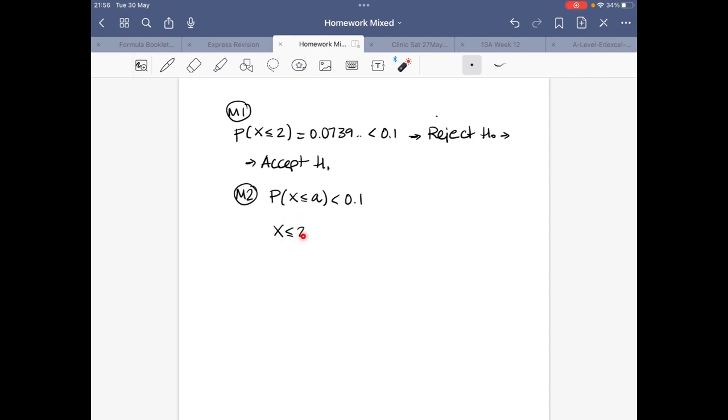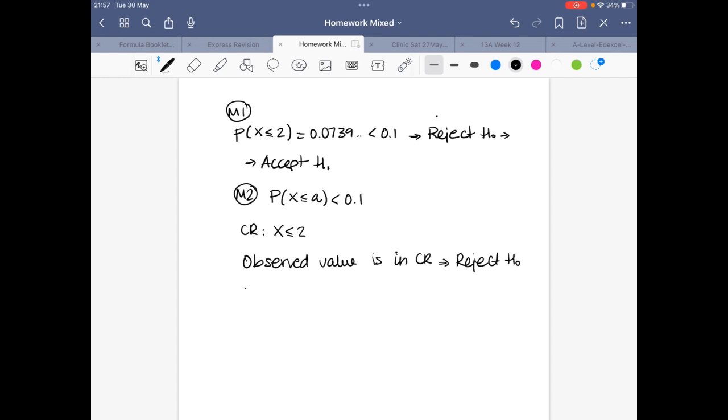The observed value, in most cases, is not going to be the critical value. The critical region is this one, and our observed value is 2, which means the observed value is in the critical region. Therefore, I have to reject H0. So our conclusion is the same with either method: reject H0 and accept H1. That's why I say you can use either method unless they ask you to find the critical region, and then you have to use this one.